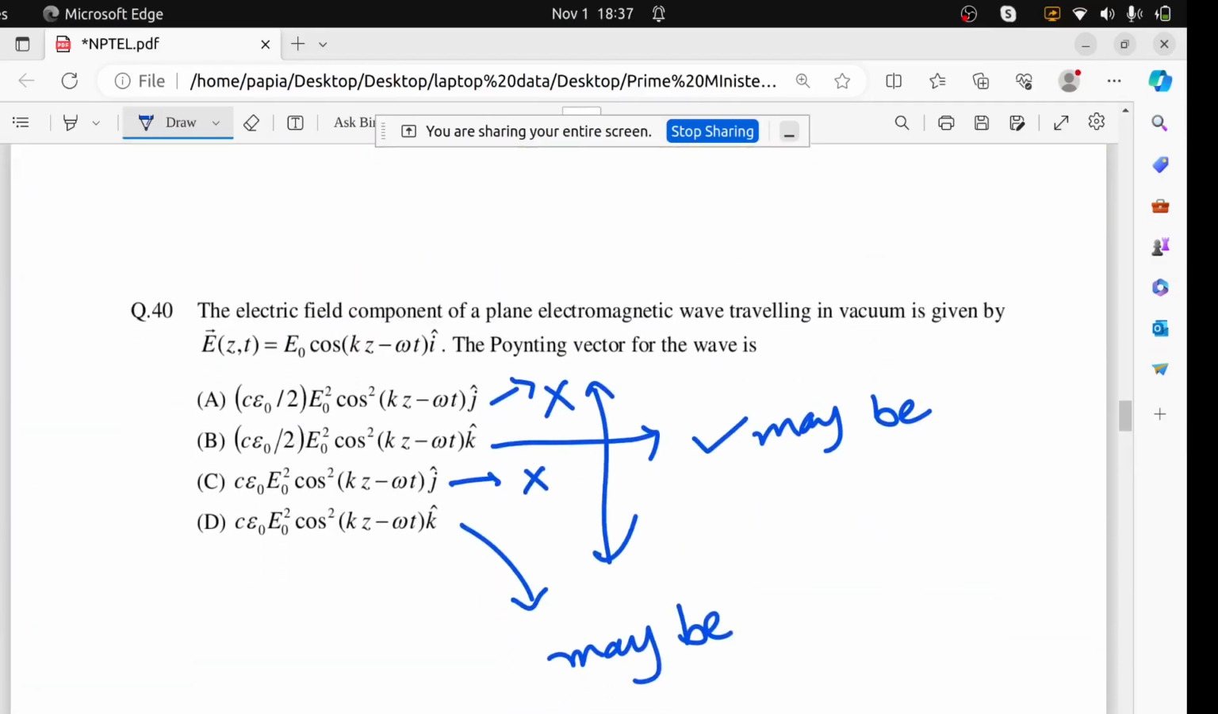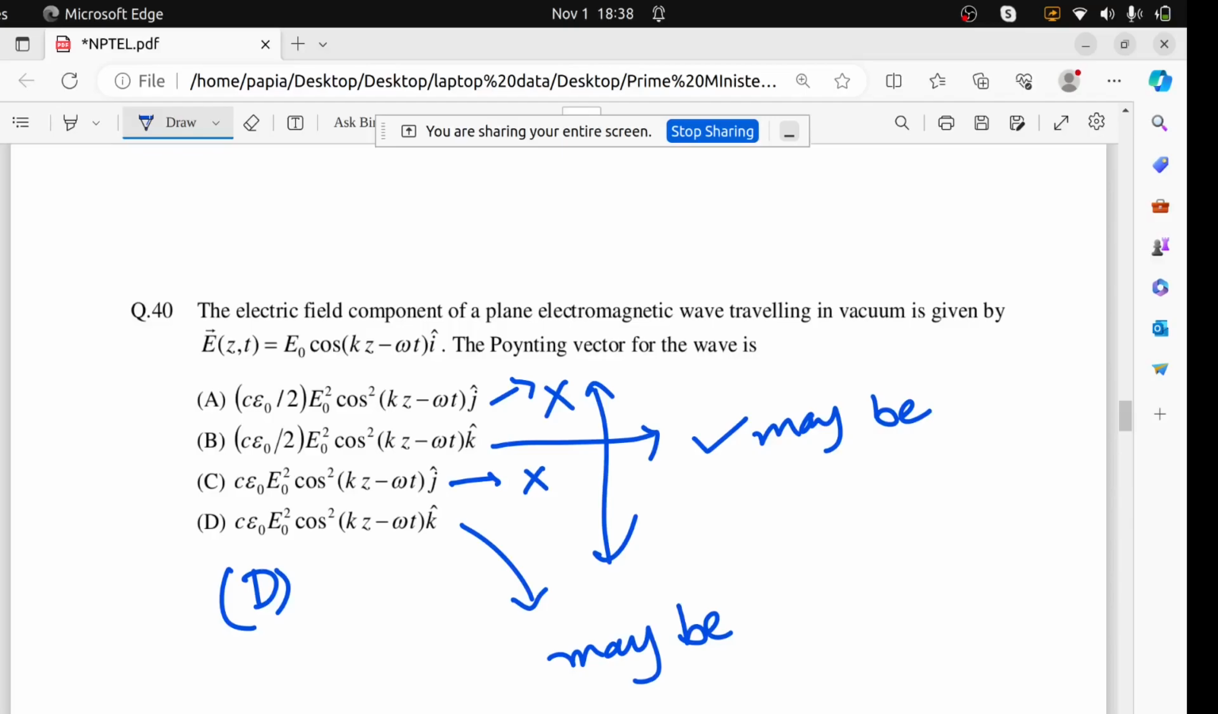We already said that either B or D is the correct one. So C epsilon naught, these two are there, and this whole part is there. But the only difference between B and D is what? 1 by 2 is there in B and there is no 1 by 2 in D. But we did not get a 1 by 2 term here. So that means our correct answer will be D. Right? So D will be the correct one.